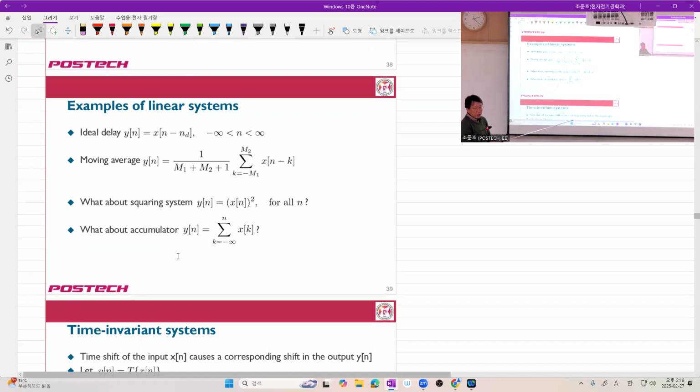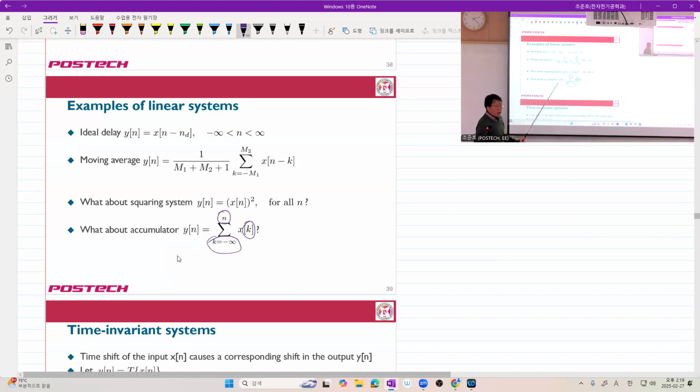Here go the examples. Ideal delay system is linear. Why? You may use the definition. Okay, so you do it yourself. Moving average is also linear. It's not that difficult. The problem is that this is not linear. You can easily show that. And what about the so-called accumulator? Here, be careful about the upper limit and lower limit and the argument of this summand.